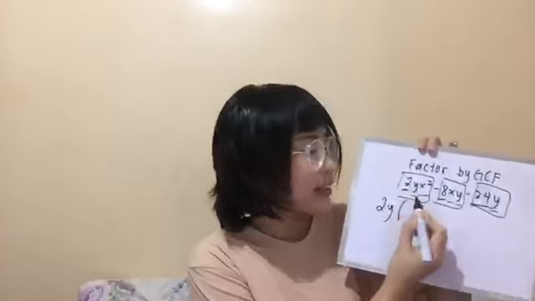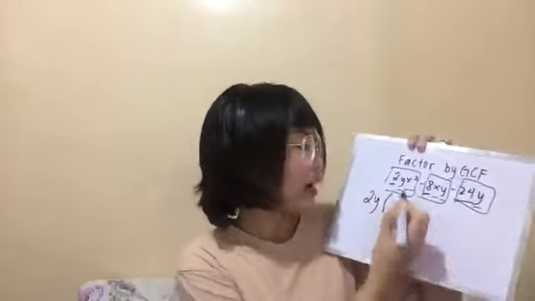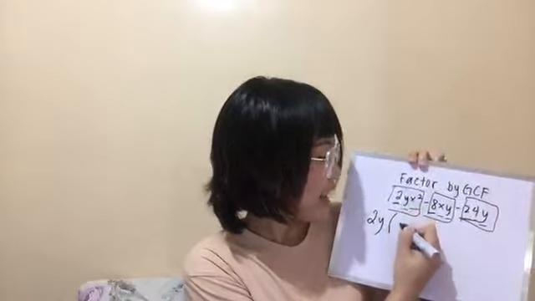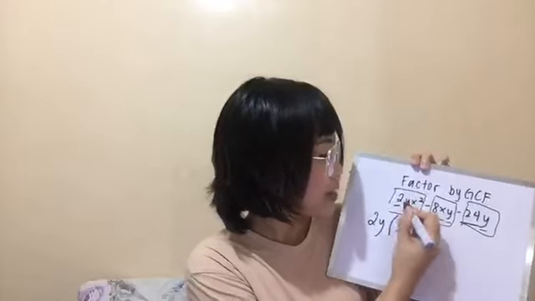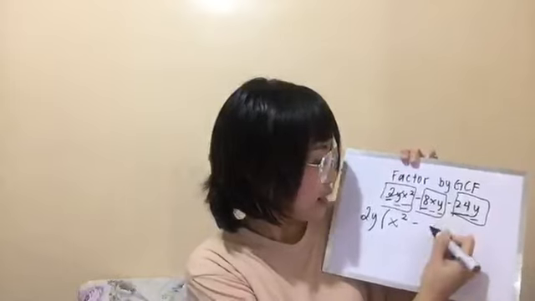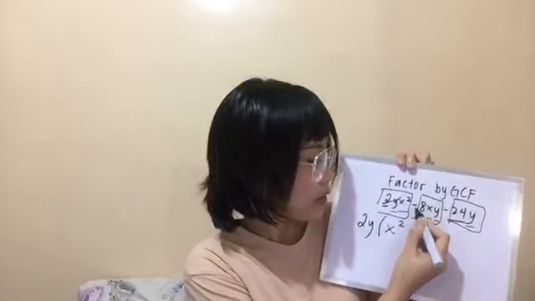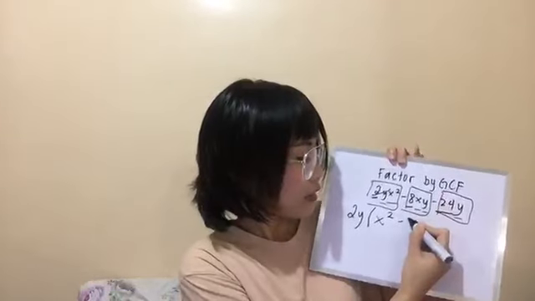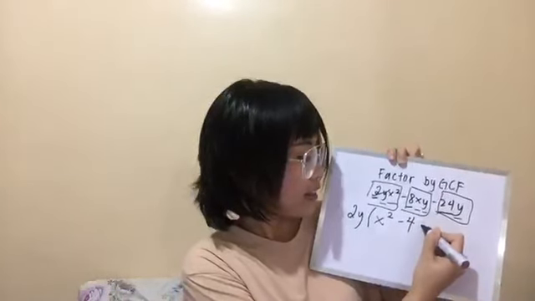Now we can divide these terms by 2y. So what is 2y x squared divided by 2y? x squared. Yes, that's correct. It's x squared because you cancel out 2y. And then is it minus or plus? This is minus, so you copy the minus here. Like 4. And then x.